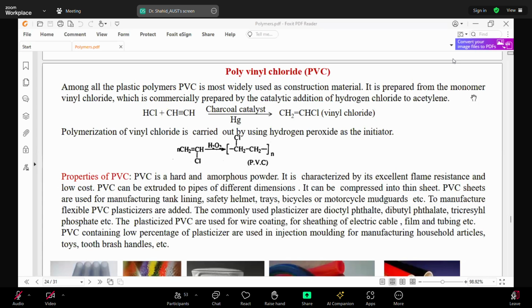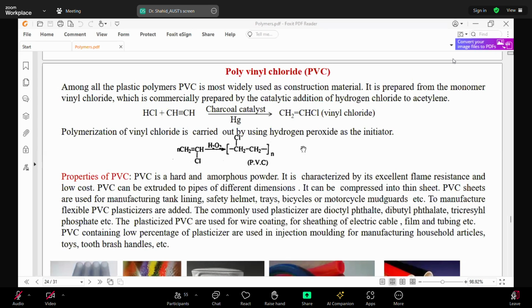It is prepared from the monomer vinyl chloride, which is commercially prepared by the catalytic addition of hydrogen chloride. This is another hydrogenation reaction, catalytic hydrogenation. For example, hydrogen chloride to acetylene. Hydrogen chloride reacts with acetylene in the presence of charcoal catalyst and mercury to form vinyl chloride, that means CH2=CHCl. This is the vinyl chloride, and the polymerization of vinyl chloride is called PVC, polyvinyl chloride.